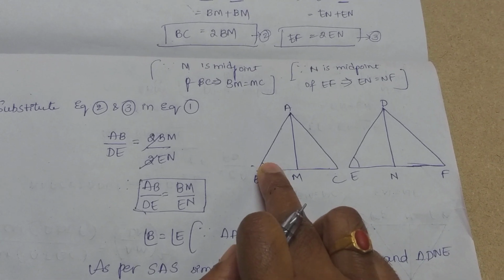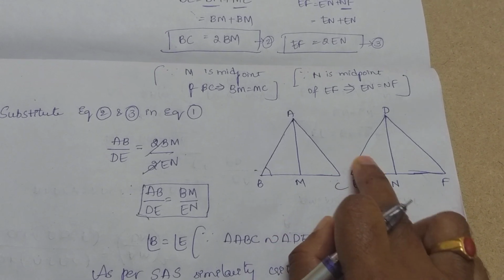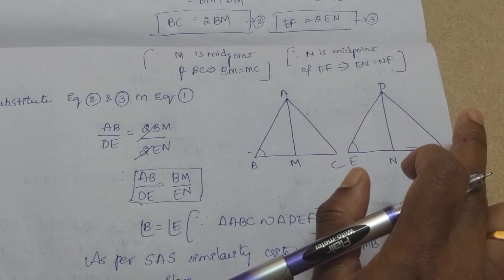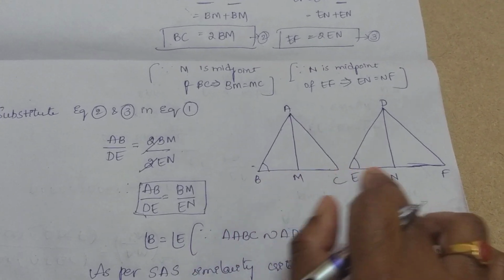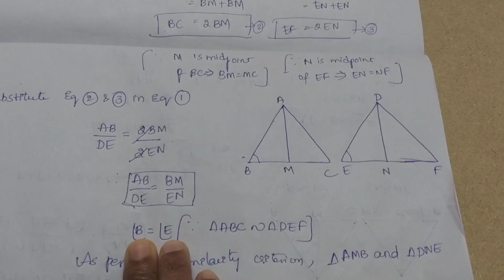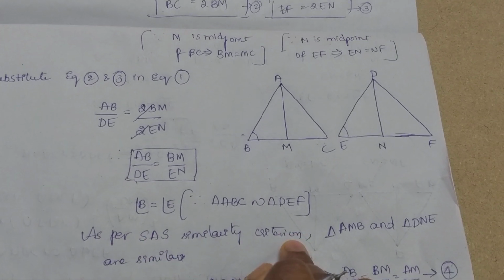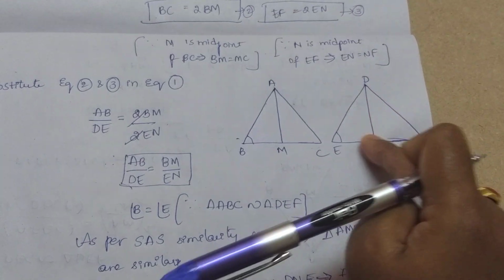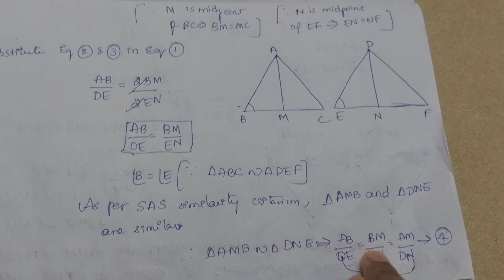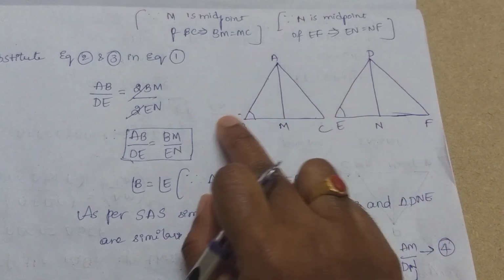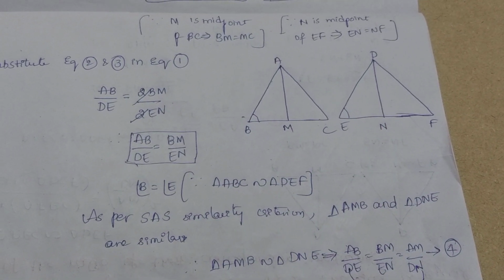If one angle in a triangle is equal to one angle in another triangle and their sides are proportional, it means AB by DE equals BM by EN. So here one angle is equal and the sides are proportional, then as per the side angle side similarity criterion, triangle AMB and triangle DNE are similar. If two triangles are similar, then their sides are proportional, right? So AB by DE equals BM by EN equals AM by DN. I have put this as equation 4.